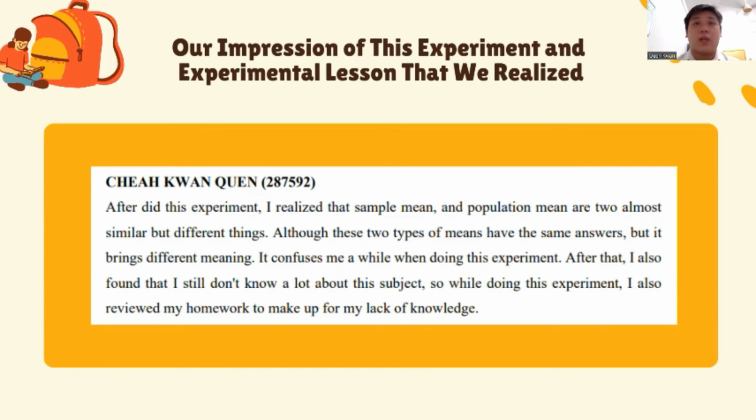For my impression of this experiment, I realized that the sample mean and population mean are two almost similar but different things. Although these two types of means have the same answers, they carry different meanings. It confused me for a while when doing this experiment, but finally I figured it out. After that, I also found that I still don't know a lot about this subject. I also reviewed my homework to make up for my lack of knowledge in this subject.